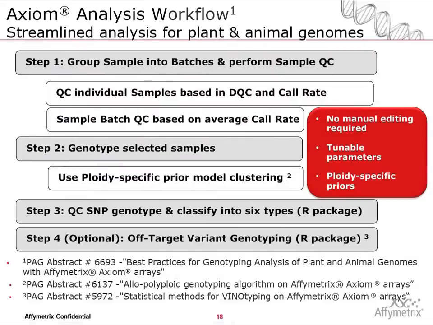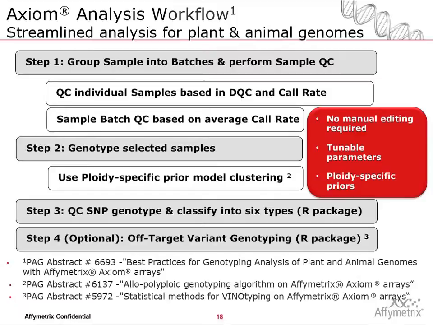Again, the goal here is, much like I mentioned with the Expression Console and the Transcriptome Analysis Console software, to make this as easy as possible. So you go to your results in as few as 4 steps. That's the key here. You group your samples into batches and perform sample QC. You genotype your selected samples, and then you can QC the SNPs and genotypes and classify them into 6 types. And then additionally, you can do what is known as off-target variant genotyping, which is available in the SNP Polisher.